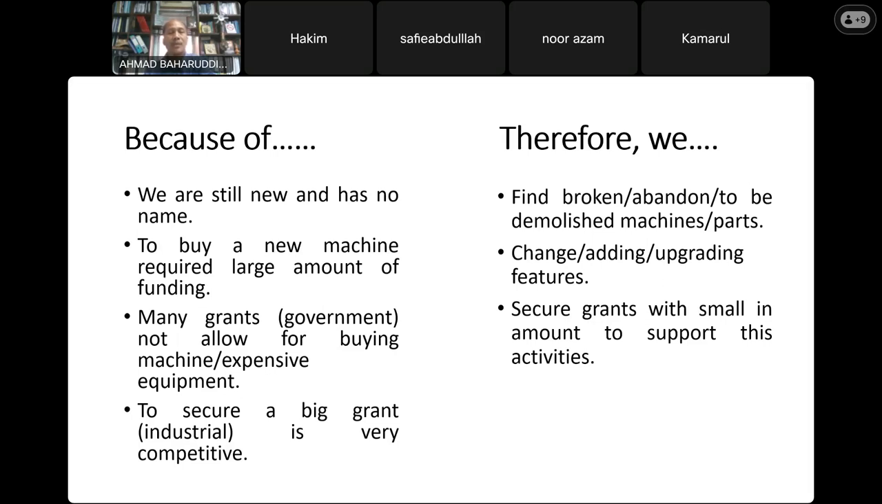And then, yeah, many government grants do not allow buying expensive machine equipment, and securing a grant is very comprehensive. So therefore, we decided to find broken, recycled or scrap items, abandoned machines or machines or parts to be demolished, and then we try to find opportunities so that we can change some parts to meet our needs, or add some parts or update some features in order to meet the experimental needs. However, we still need to get a grant in order to survive. If not, I don't think anybody will give us money.